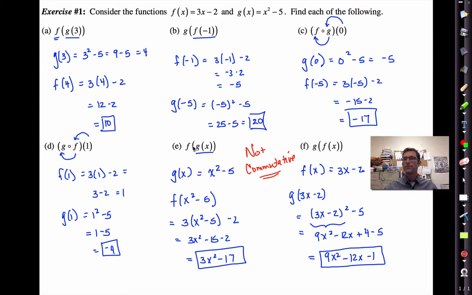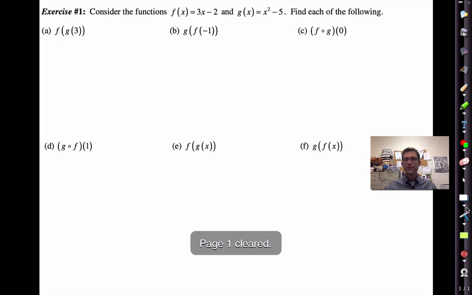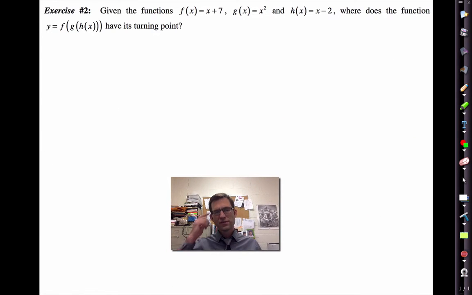All right, here we go. Clearing it out. Now let's do some that require us to put our thinking cap on. Exercise 2 says, given the function f of x equals x plus 7, g of x equals x squared, and h of x equals x minus 2, where does the function y equals f of g of h of x have its turning point? Why don't you pause the video now and think about this problem.